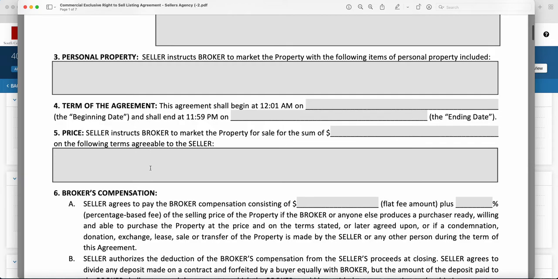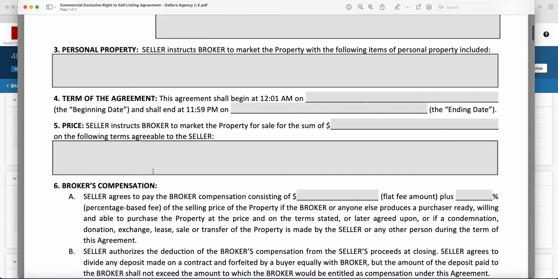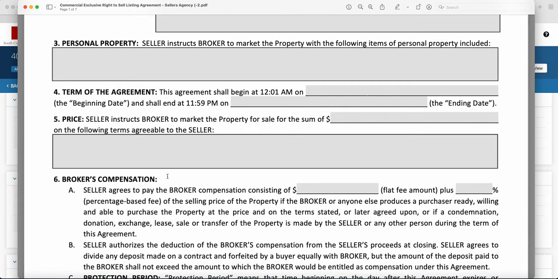Down below here is the following terms agreeable to the seller. This is where I'll put something like commercial loan, seller financing, different items on how they're willing to sell the property. If you're not sure or they're open to kind of anything for that sales price, you just put NA. But if you want to make sure they're aware, hey, are you okay with doing seller financing or not?